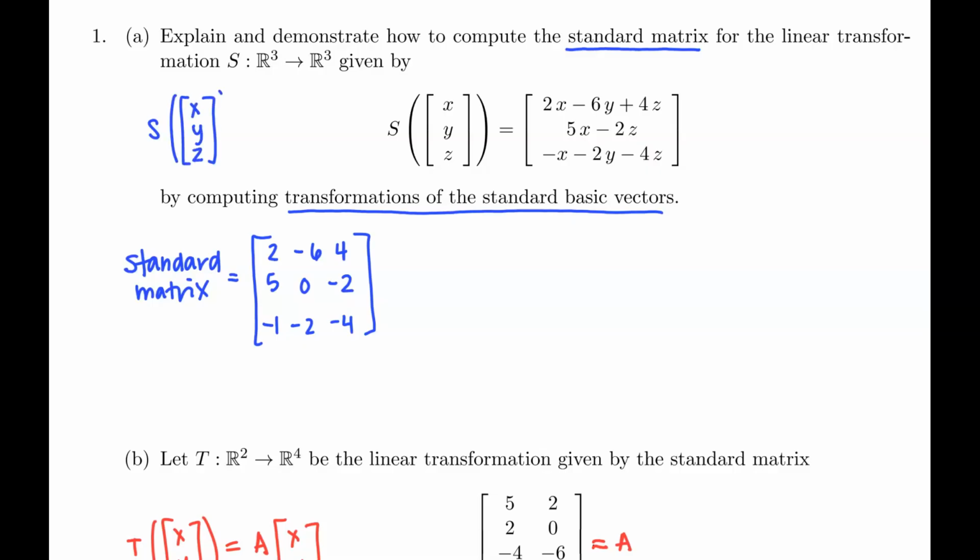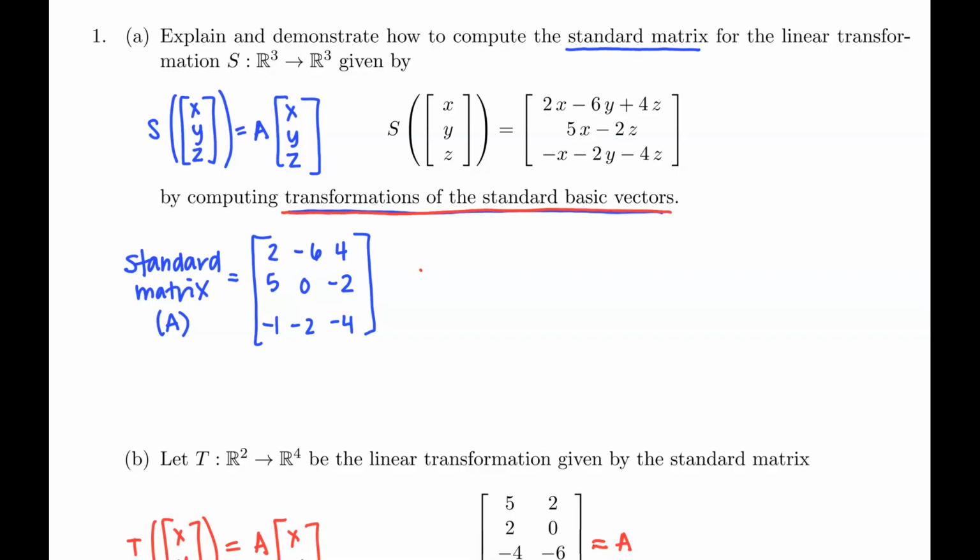The pre-image is our A matrix, we'll call this thing A, times that vector in the domain, right? That's the other way we could have defined this. We could also have found the standard matrix using those transformations on the standard basis vectors, which was that piece that a lot of folks left off.